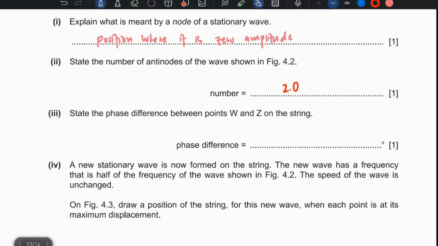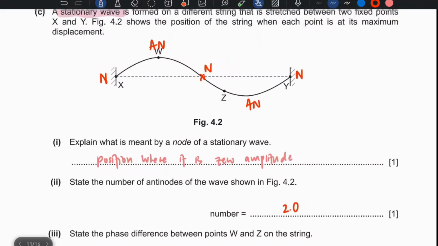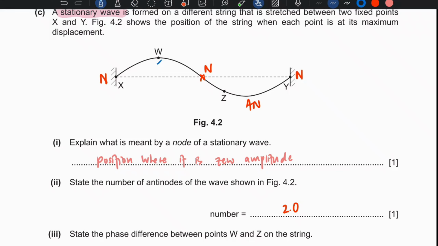State the phase difference between points W and Z on the string. Where is W? W is here, Z is here. The next thing W is going to do is go down and Z is going to go up. Am I right? Realize they are moving opposite to each other. That means they are not in phase. They are in anti-phase. In phase means both of them move up together.